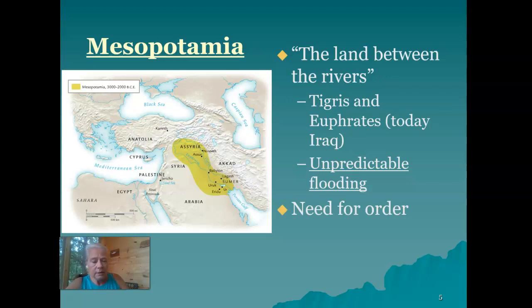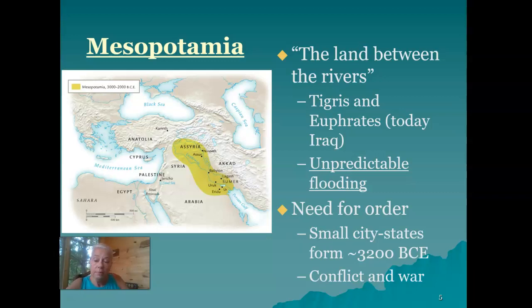So what really was a result of the unpredictable flooding of the Tigris and the Euphrates rivers was a need for order and a need for structure. And this led to the formation of small city-states around 3200 BCE in Mesopotamia. There would be conflict and war, and this is why we see the development of a complex civilization in order to manage the affairs of the city-states that existed in Mesopotamia.